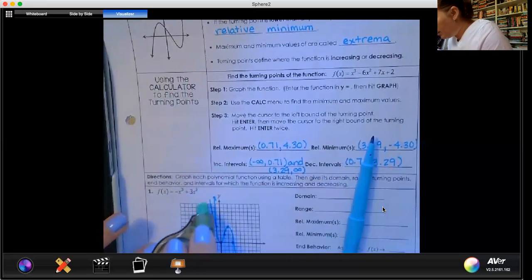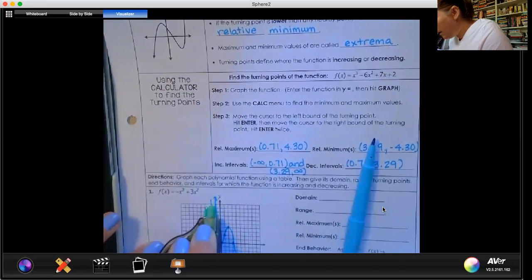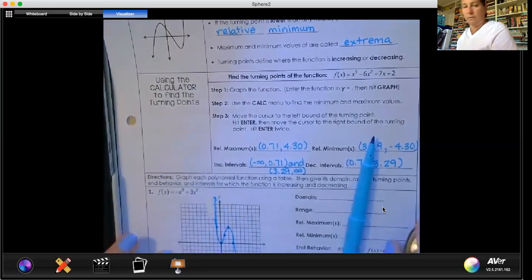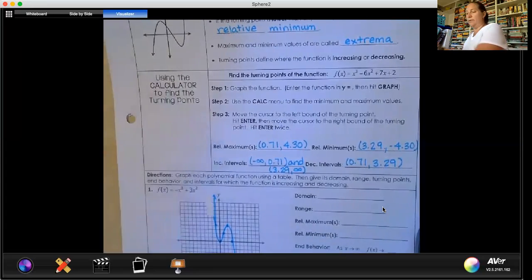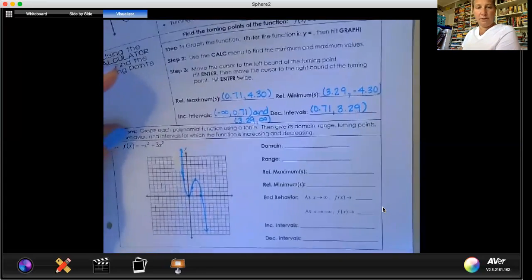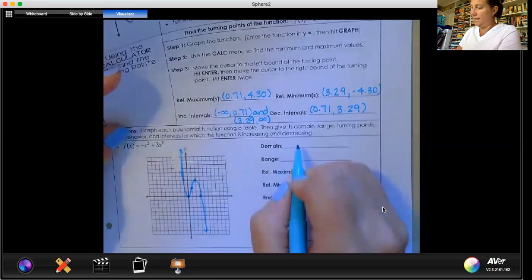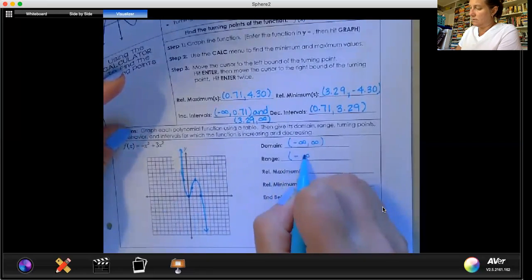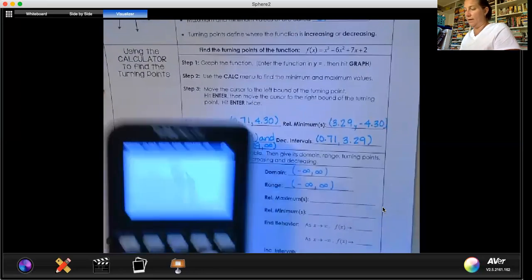Take this little side part out here so I can get the white out to work. There it goes. And as you can see, there are no restrictions on the domain and range. Domain is going to cover all x's. Range is going to cover all y's. We're going to use our calculator again to find our maximum and minimum values.